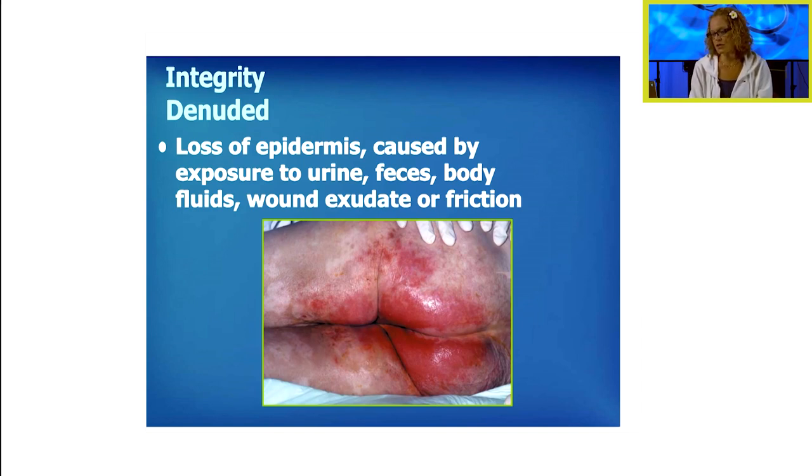Here we can see that there's loss of the epidermis caused by exposure to urine, feces, body fluids, wound exudate, and a combination of that with some friction will leave you with a denuded wound here. And again, properly turning our patients, properly caring for our patients in terms of keeping the bedding clean and dry, keeping the skin clean and dry, will prevent this type of problem from happening.